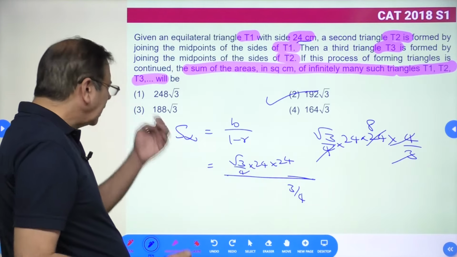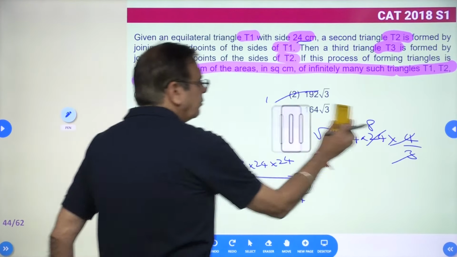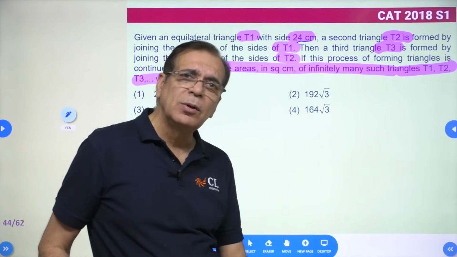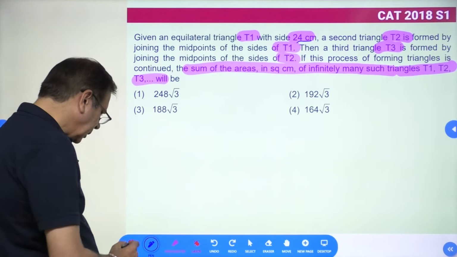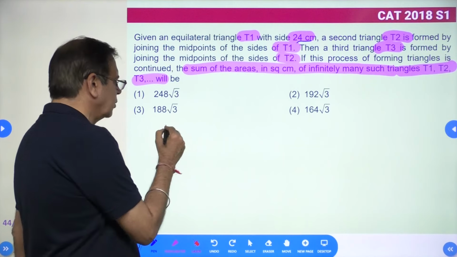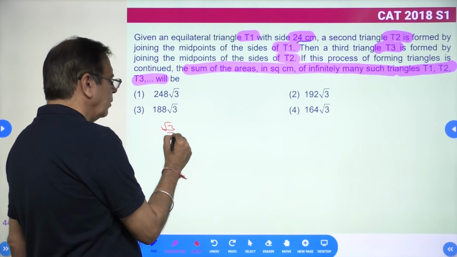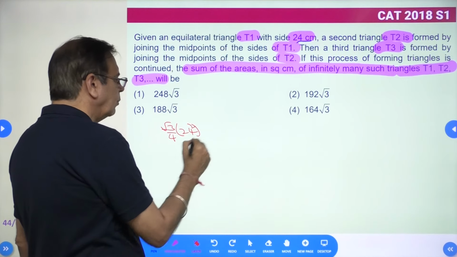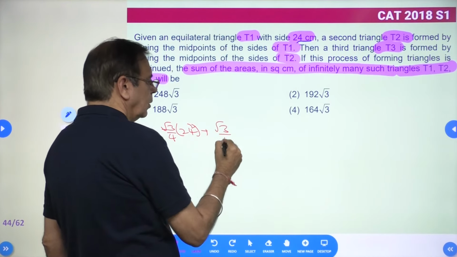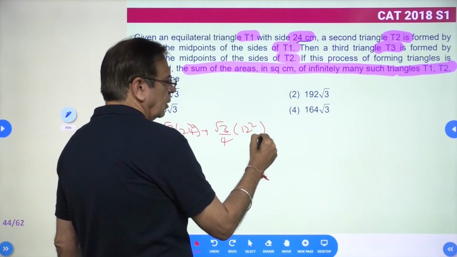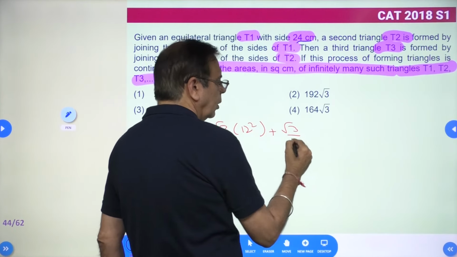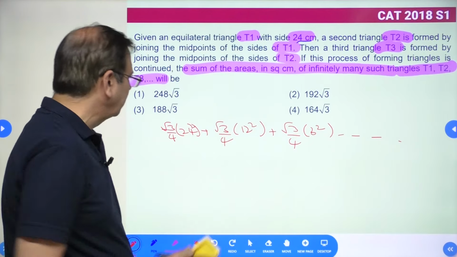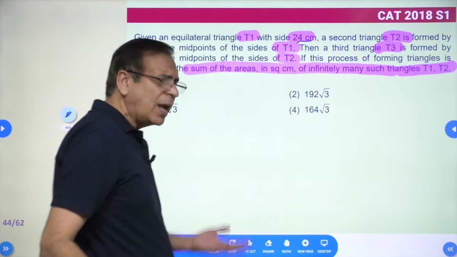Now this is assuming you know the formula for the sum of infinite terms, and many times students come and tell me, sir, I don't remember the formula. No problem. What was the first term? Root 3 by 4, 24 square. The second term was root 3 by 4 into 12 square. The third term is root 3 by 4 into 6 square. Can you not do this for 5, 6 terms? Let me explain how. We'll just add them.